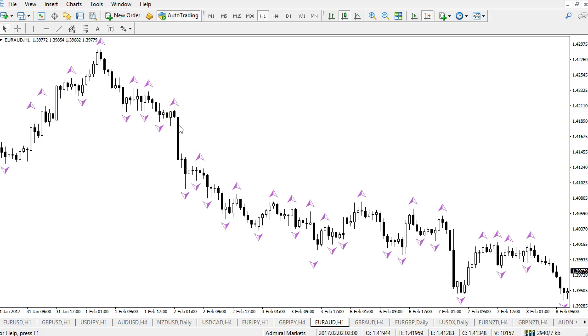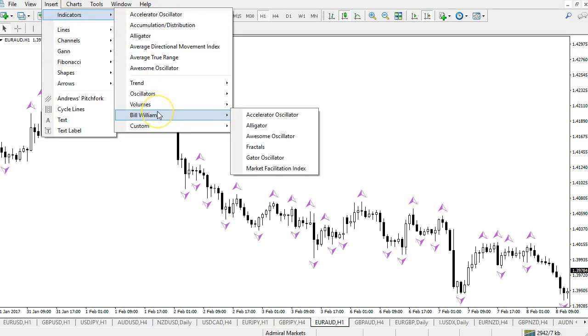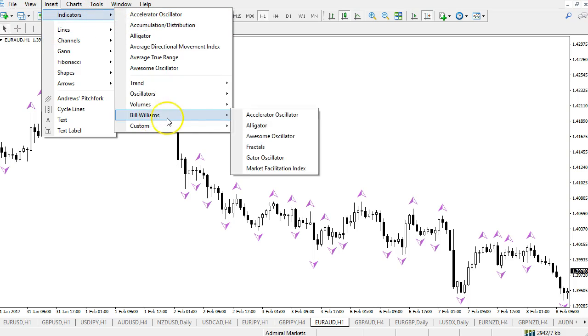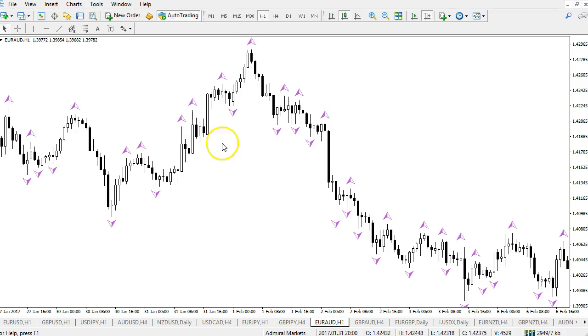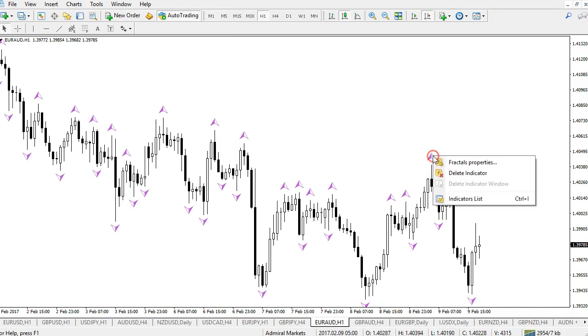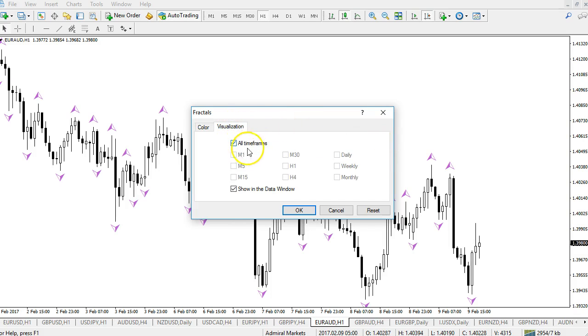First of all, fractals are an indicator which you can find by going to Insert on MT4, going to Bill Williams, Indicators, Bill Williams, and then you'll find fractals. When you click on fractals, you'll get these triangles basically on top and below candles. You can right-click on the fractals, go to Properties, and change the color, the size, the thickness, and whether you have them on all time frames or just the ones you choose.